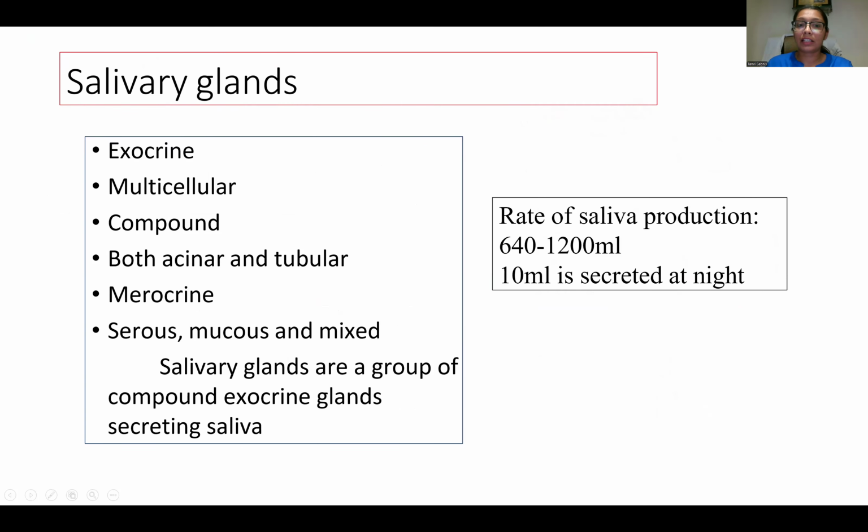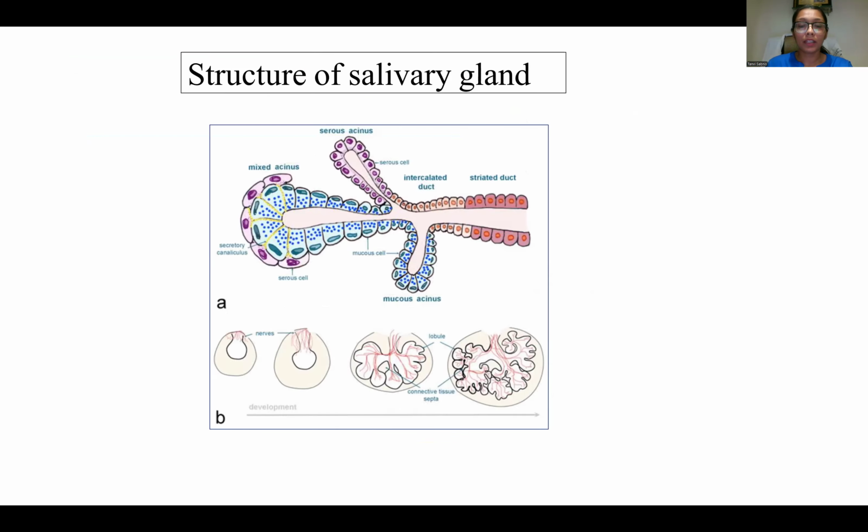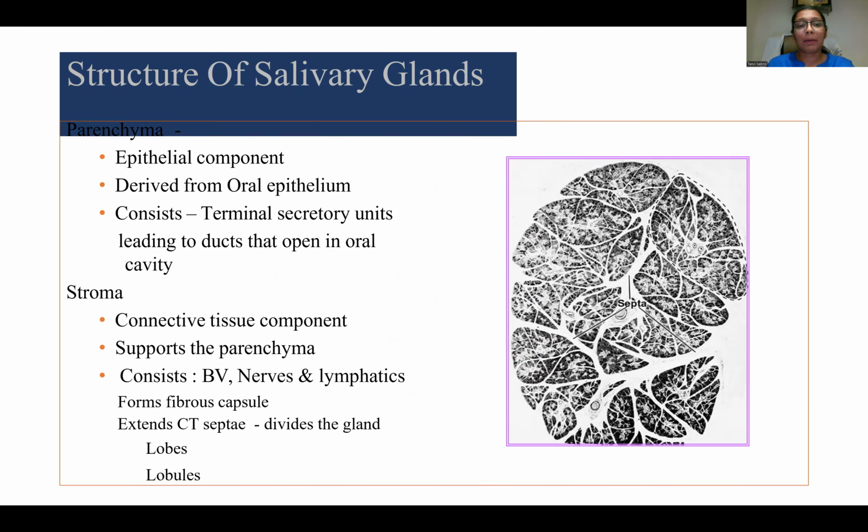Coming to salivary glands proper, salivary glands are a group of compound exocrine glands that are going to secrete saliva. They're exocrine in nature, multicellular, compound, and they release the secretions through the merocrine mode of secretion. Coming to the structure of the salivary gland, it comprises two units, that is the parenchymal component and the stromal component.